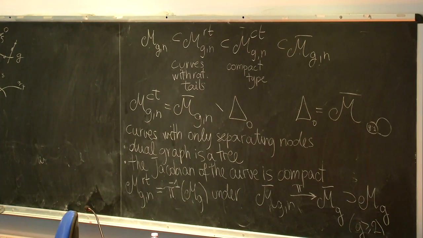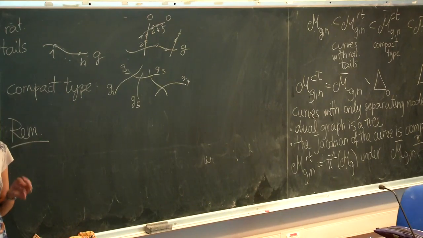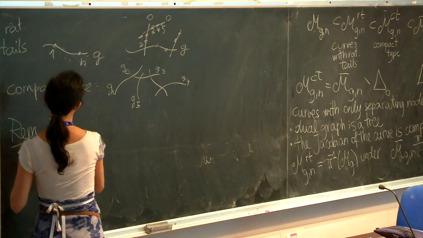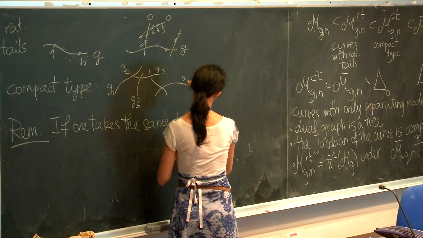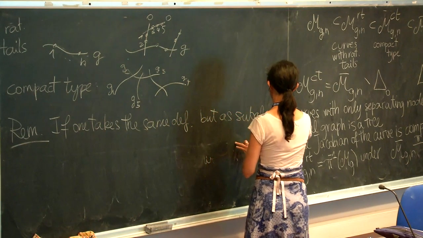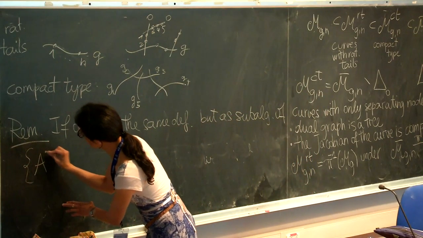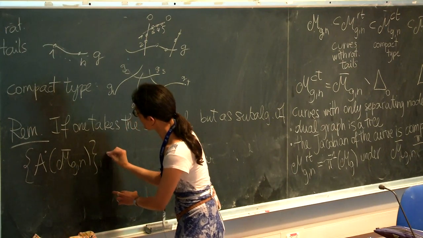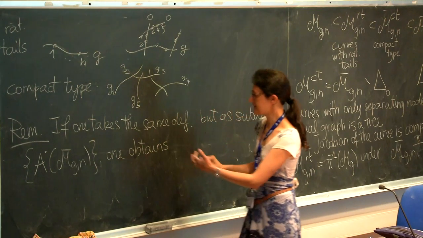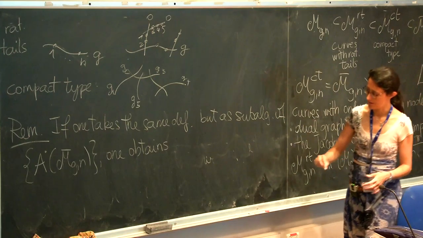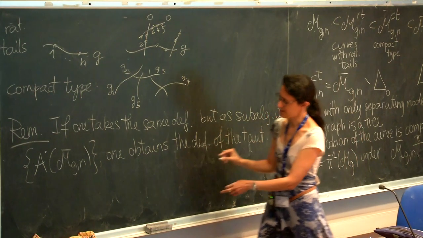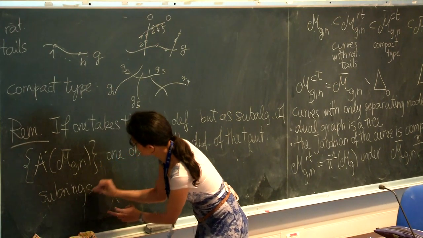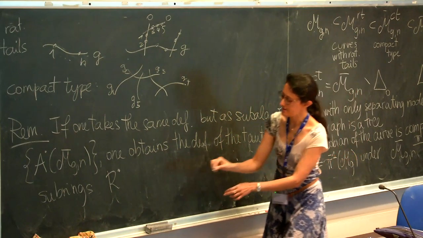And I defined everything by taking cohomology classes because I like cohomology classes. But actually, everything we gave can also be defined the same way as a system of subalgebras in the Chow ring. So if one takes the same definition, but as subalgebras of the system of Chow rings of M-bar_{g,n}, one obtains a different definition, which is perhaps more powerful, the definition of the tautological subrings, which in this case are denoted by R^*(M-bar_{g,n}).